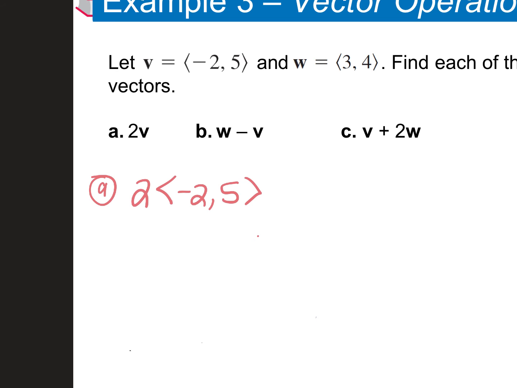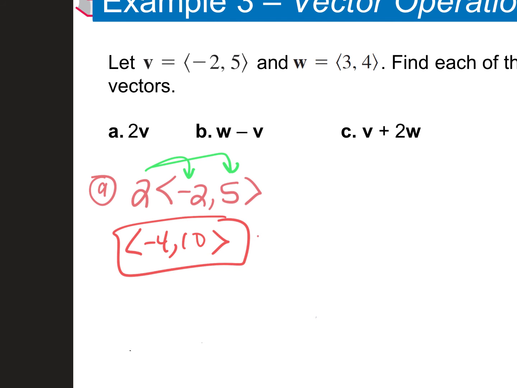What do you want me to do with 2? You want me to distribute it, correct? So what does this vector become? -4, comma, 10. That is it. The notation, guys, the notation is important. Don't put it in parentheses.